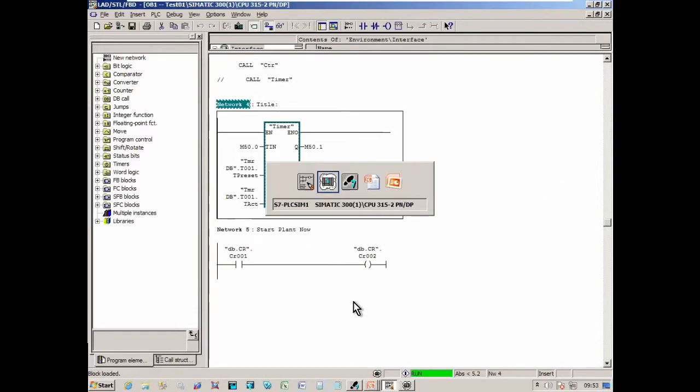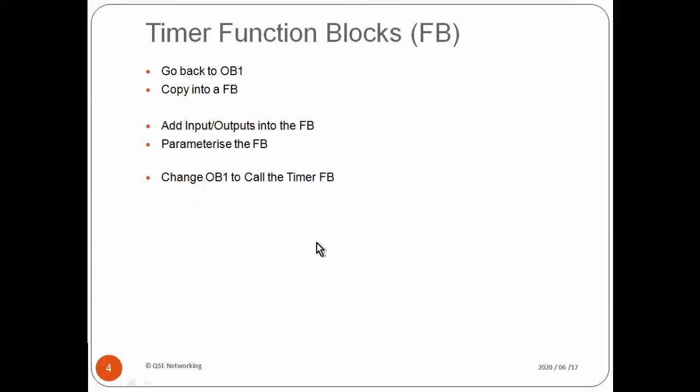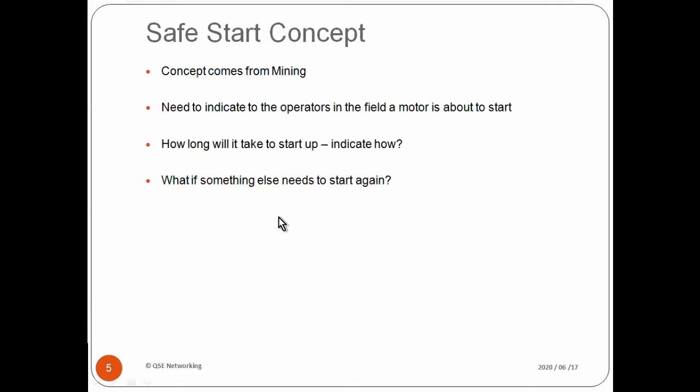And now we've done all this. We changed the timer block to a function block, added the inputs and parameterized it, and then we've called it, and that's how we parameterize the timer. So we can then call as many as we want.